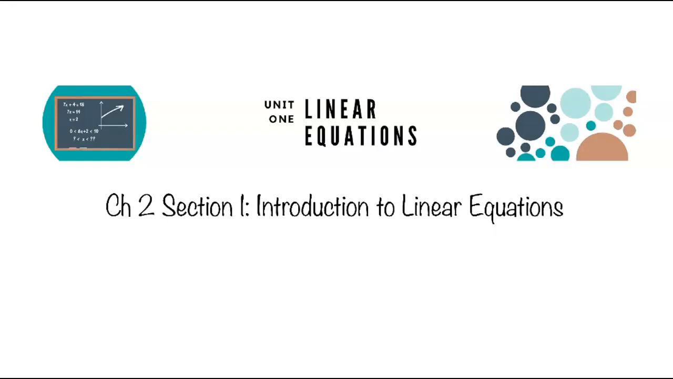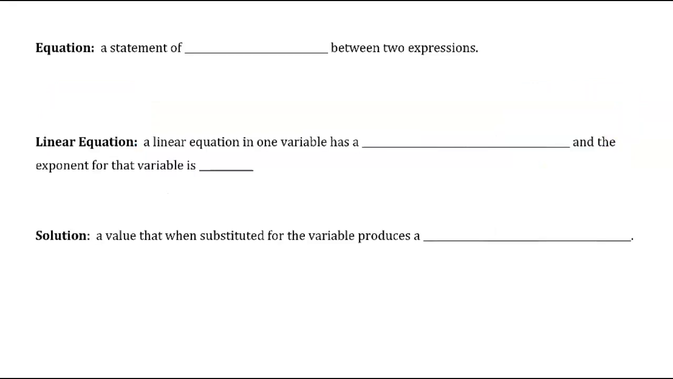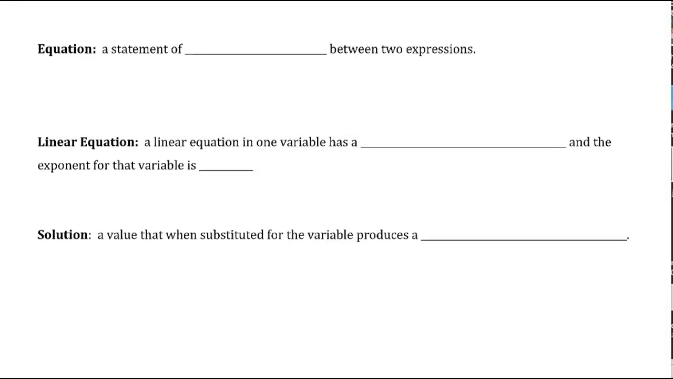This video covers section 1 of chapter 2, where we're going to start getting into linear equations. In chapter 1, we were working with expressions. Now we're going to switch to equations. So what exactly is an equation? An equation is a statement of equality between two expressions. So if we have two expressions and we put an equal sign between them, we have an equation.